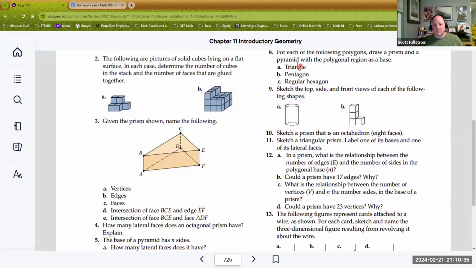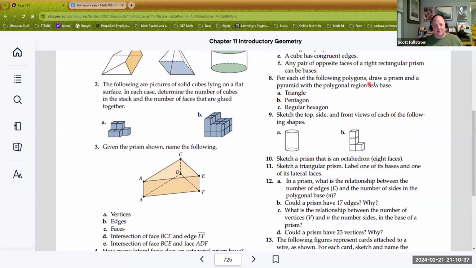Cool. So right up here, if you notice, this is a prism up here. Then it says sketch a triangular prism. Label one of its bases and one of its lateral faces. So up here, you're just getting used to sketching it. Now you're going to sketch it, put letters on it so you can actually label it so someone else can read what you're doing.